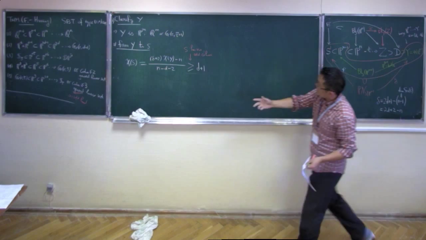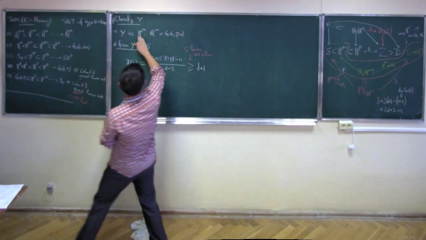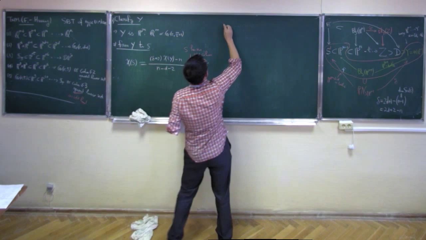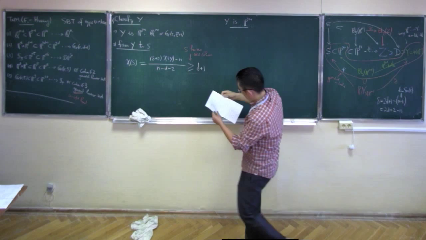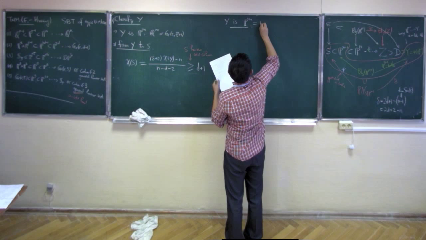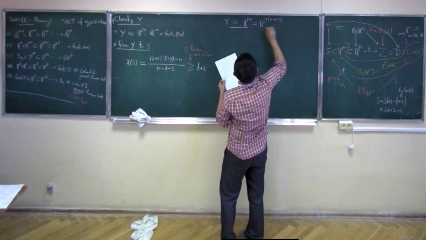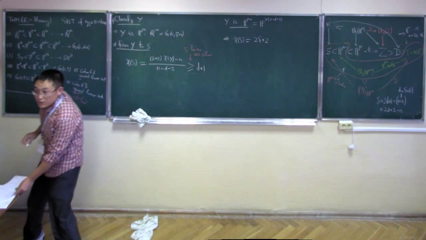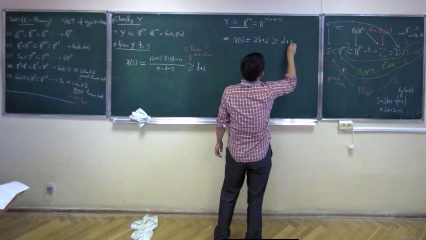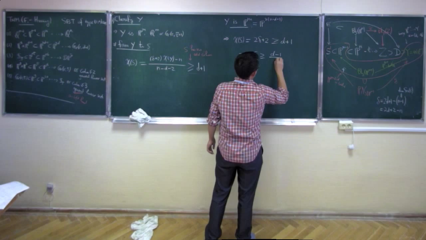And now let me plug in just the first case. Y is just a particular space. And then you plug in chi Y, it's just m plus 1, then you get something like this. So this m is just 2 of n minus d minus 2. Then from this you get chi of S in something like 2 delta plus 2. And this is at least d plus 1. So finally you get something like delta is at least d minus 1 divided by 2. So this delta is the delta of S.